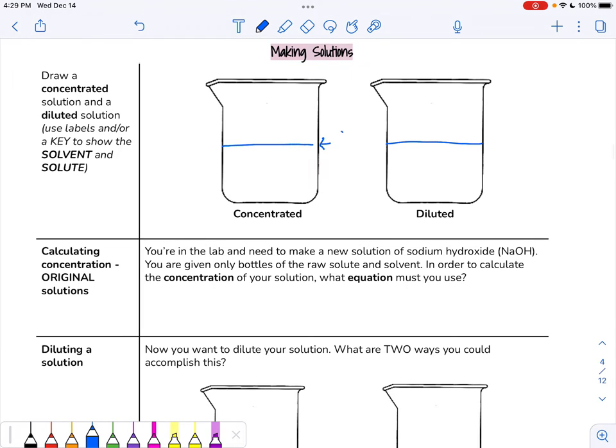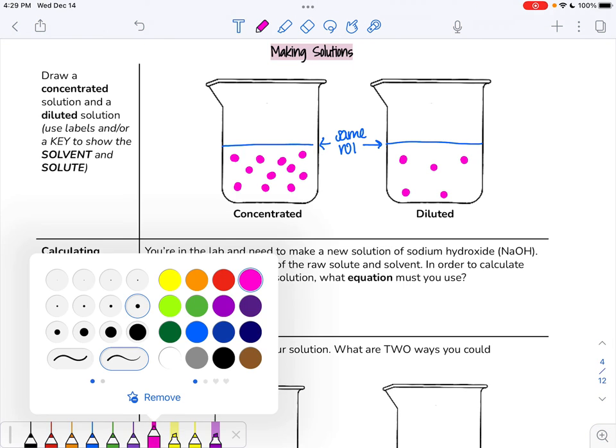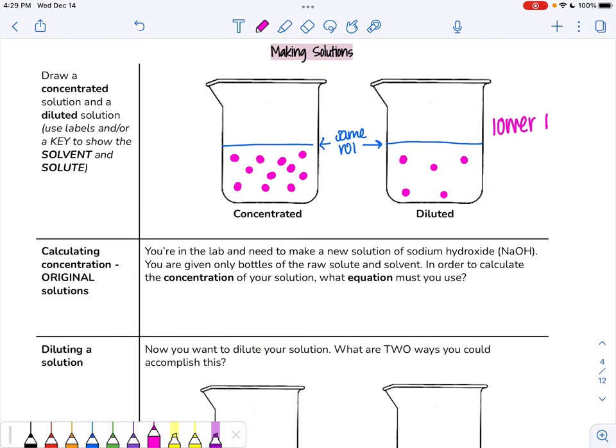So let's say that our beaker's filled about halfway with solution. I'm going to do the same volume in both of these scenarios. But what would look different about them? Well, my concentrated one should have more particles in the same amount of space. Whereas if I had a dilute solution, I would have less particles in that space. So in the dilute solution, I have a lower number of moles per unit volume. So if they have the same volume, I have less moles in my diluted solution, whereas with my concentrated, I have more.